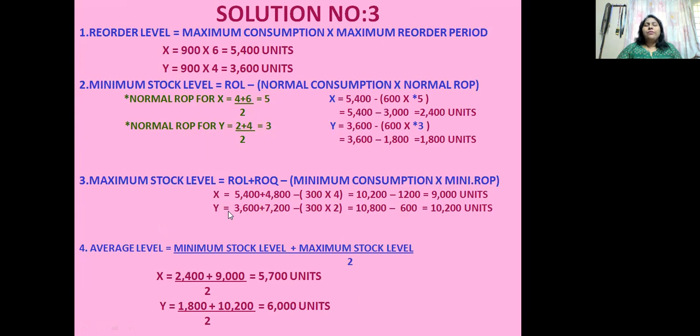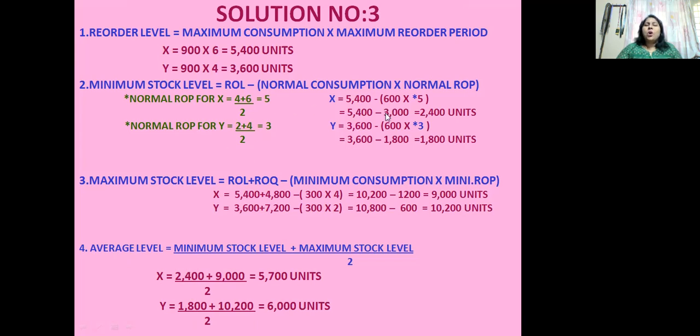Likewise, I calculated for Y: 3,600 plus 7,200, 10,800 minus 300 into 2, 600. So what is my answer? 10,200 units. Once I calculate the minimum stock level and maximum stock level separately for X and Y, then I will be able to calculate the average stock level for X and Y separately. So I combine the answers.